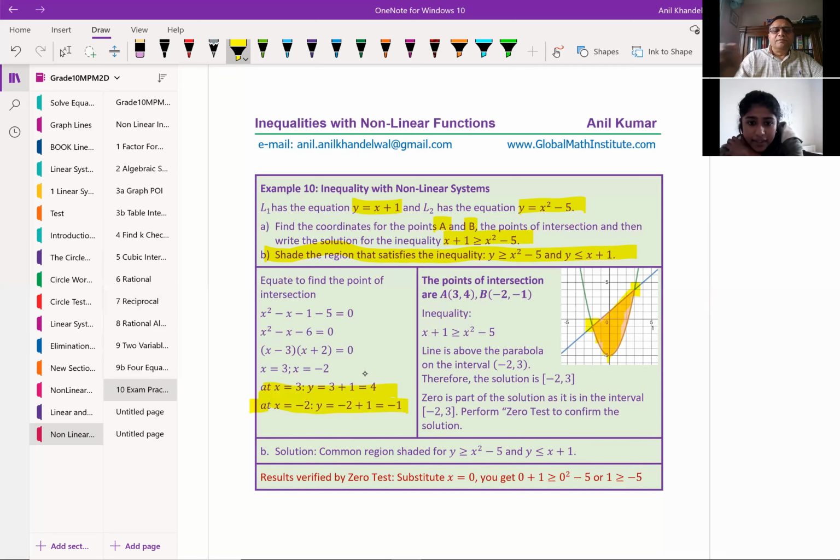And then the second part is to write the solution for the inequality where x plus 1 is greater than or equal to x squared minus 5. Correct. Which means we're trying to look for where the line is above the curve, the quadratic curve. So that will be in between the 2 points that we have just found, the points of intersection, because as the graph clearly shows, the line is above the curve between those 2 points.